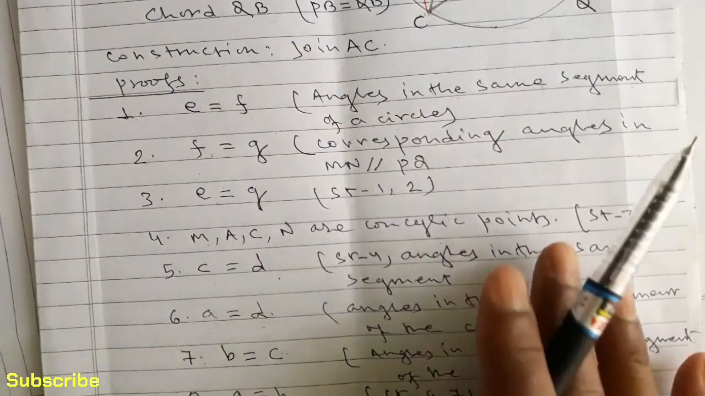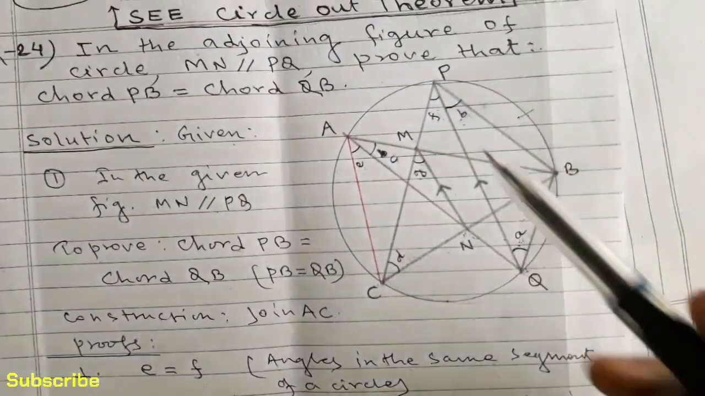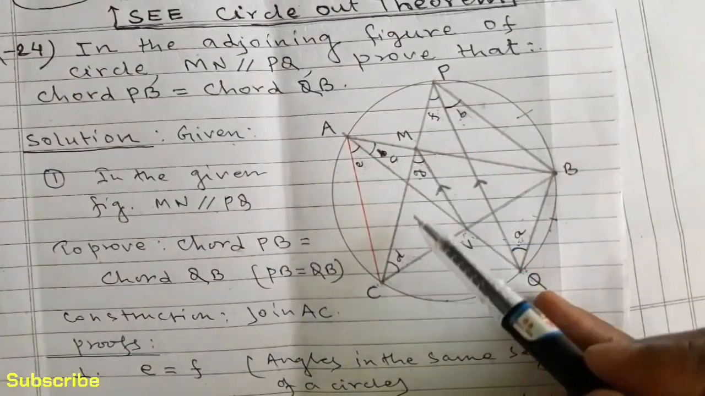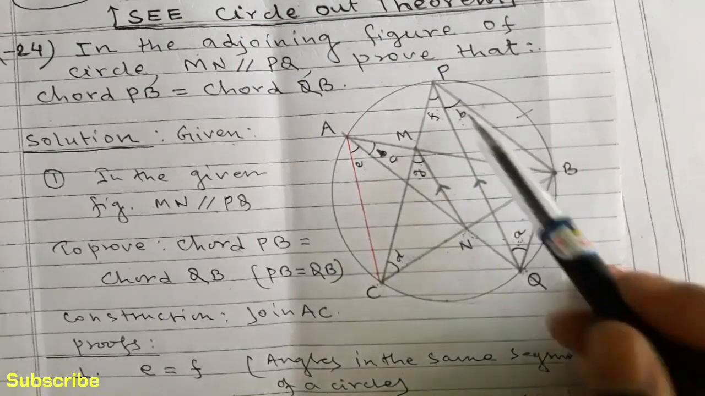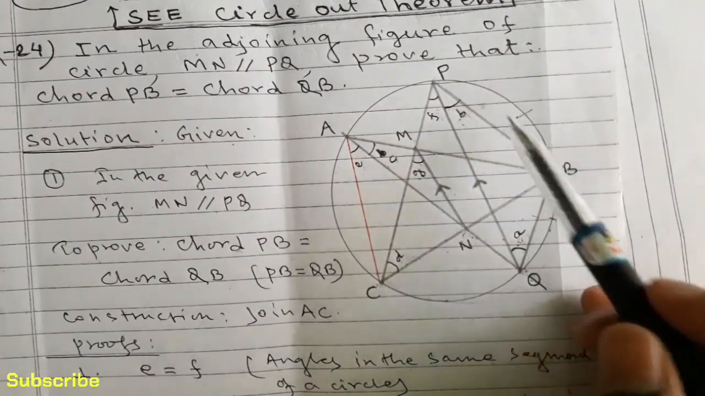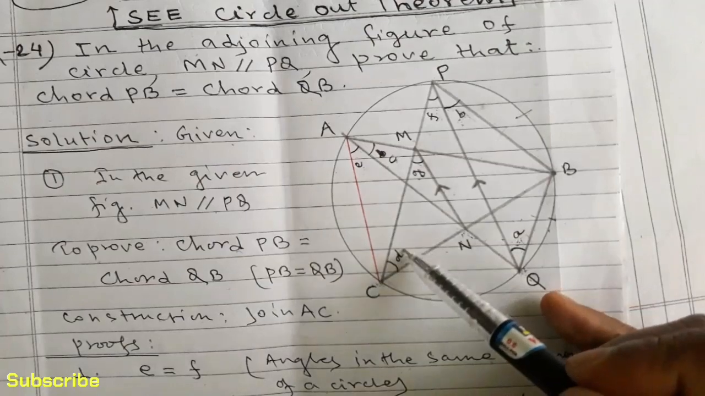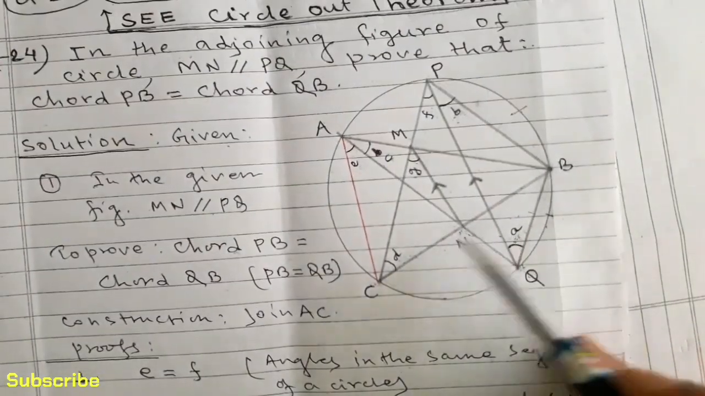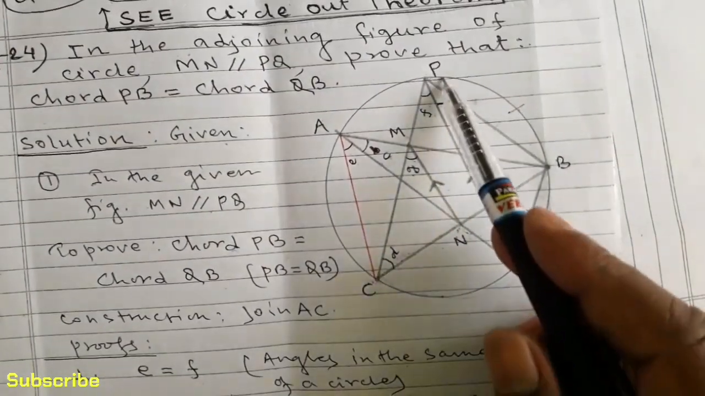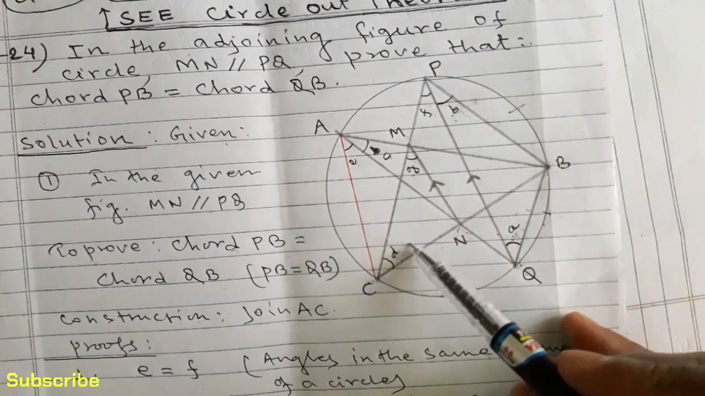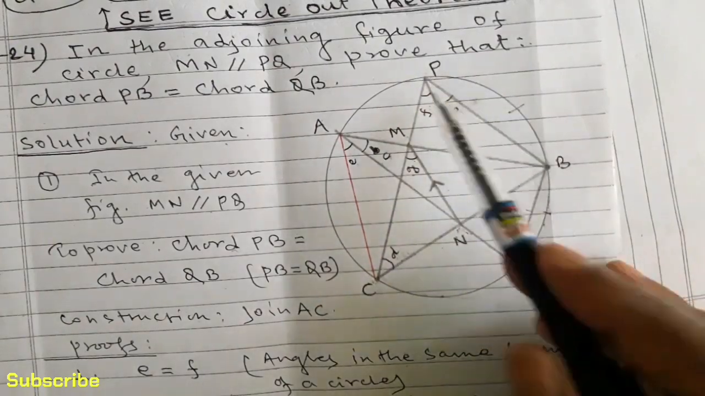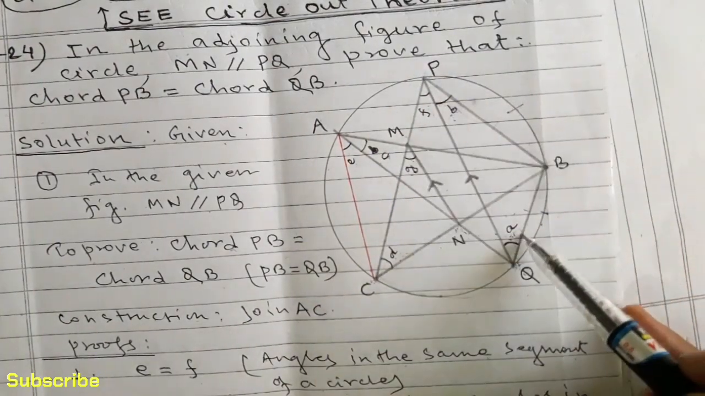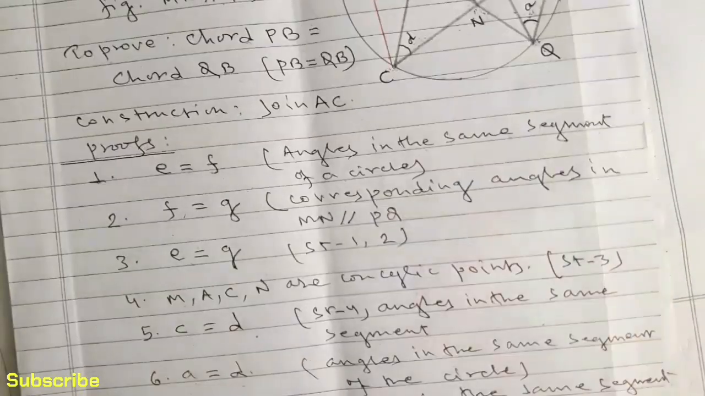Dear students, now angle C and D will link with angle A and B. So we can write angle A is equal to angle D in statement number 6, because angle A is subtended by the arc PB, and angle D is also subtended by the arc PB at the circumference of the circle. So A is equal to D in statement number 6.